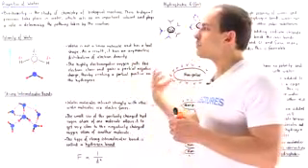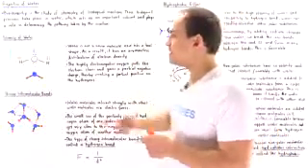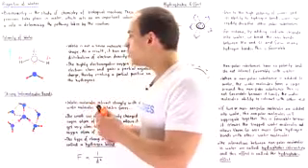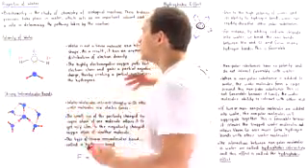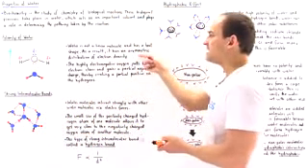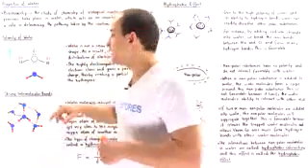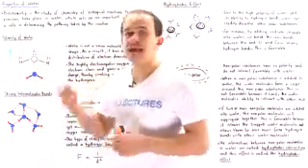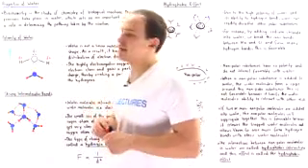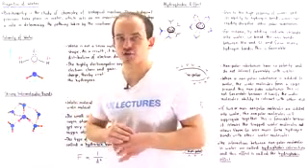So the fact that water is polar simply means it has an electric dipole moment, and what that means is there is an unequal and asymmetric distribution of electron density, and that gives the oxygen a partial negative charge and these H atoms a partial positive charge.